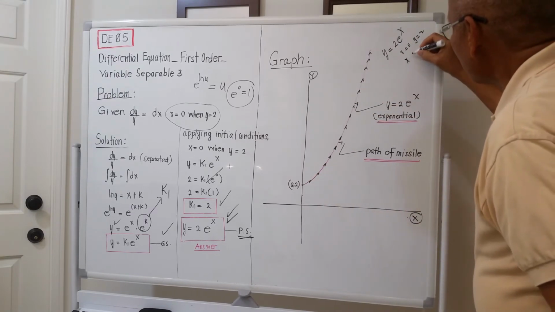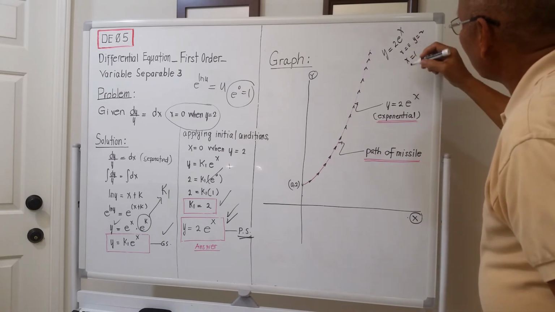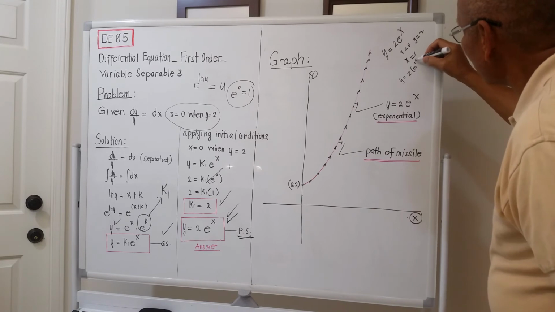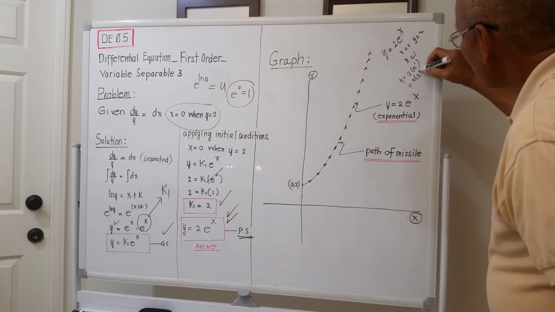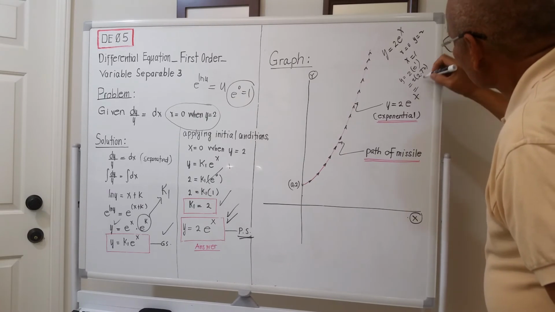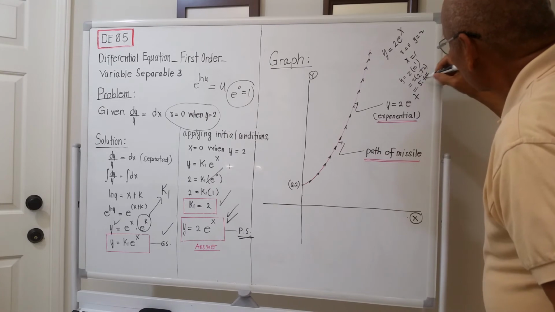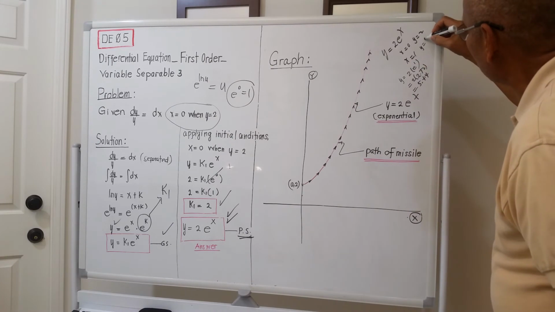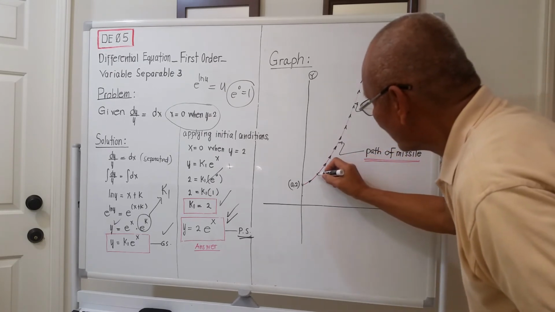When x is equal to 1, what will happen? Y will be equal to 2 times e to the first power, or this should be 2 times 2.72 something, or this should be 5.44. So when x is 1, the value of y is equal to 5.44. It could be this one maybe.